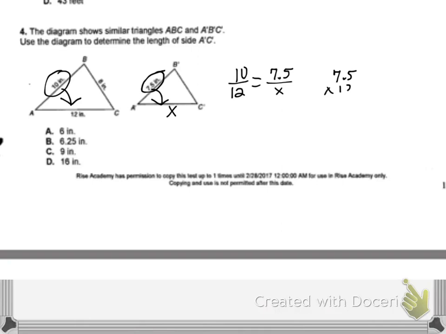7.5 times 12. So this would be 90. And then I divide this by 10. So move the decimal once to the left. I get 9. The answer is C.